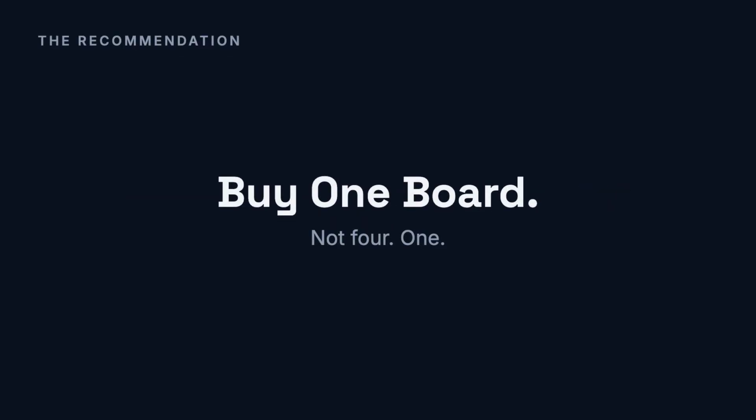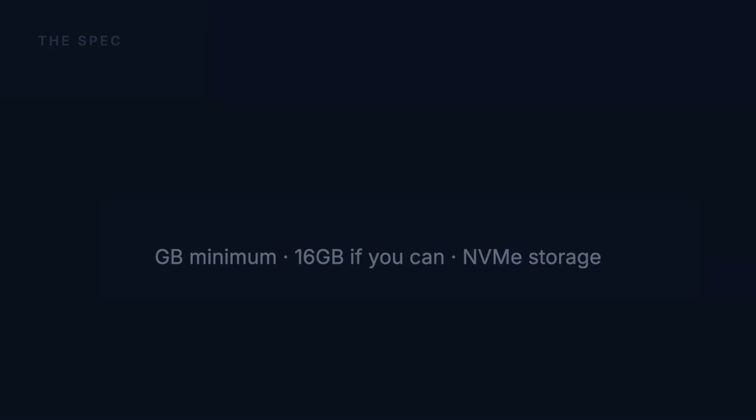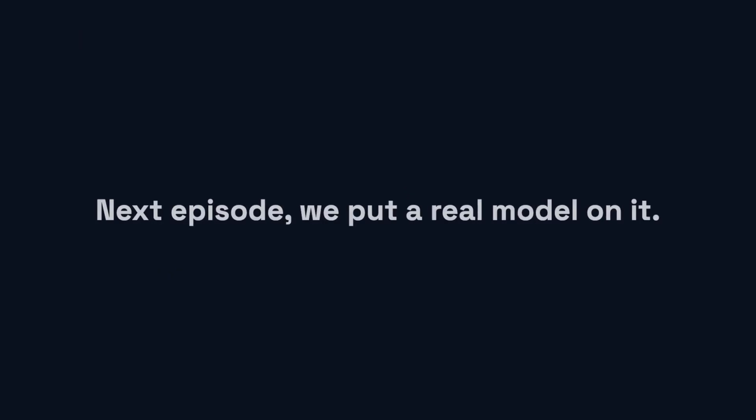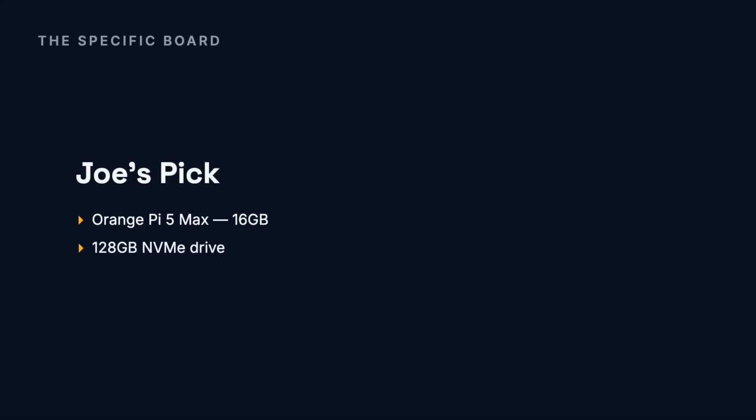My recommendation for right now, buy one board. 8 GB minimum, 16 if the budget allows, NVMe storage. Not 4, 1. Because next episode we put a real language model on it, and I want you to feel it work before you spend more money. The Mac can wait until the lab has work worth handing it. If you want a specific recommendation for that one board, pick up an Orange Pi 5 Max with 16 gigs and pair it with a 128 GB NVMe. Don't forget a heatsink and a fan too.